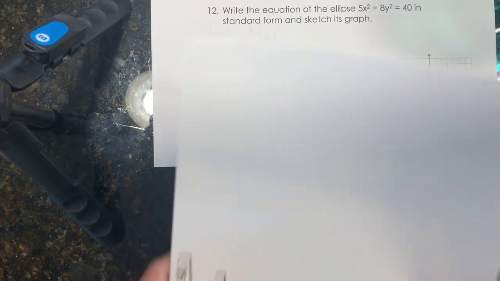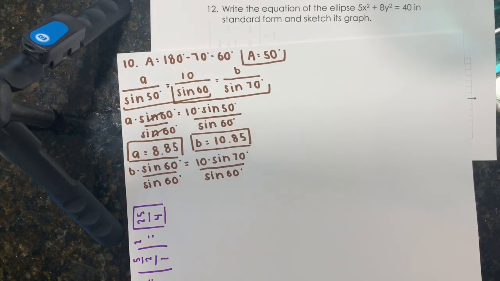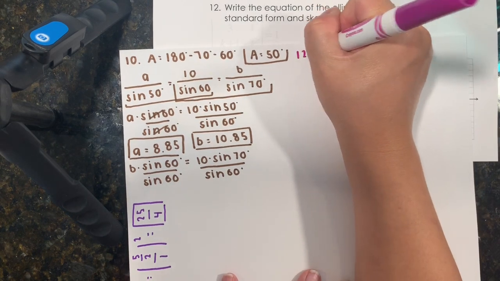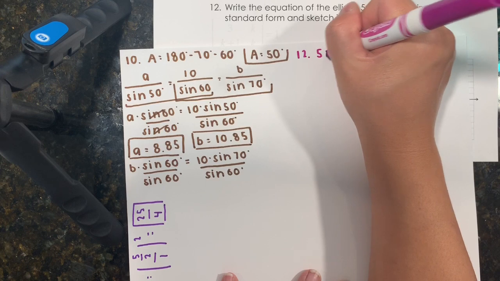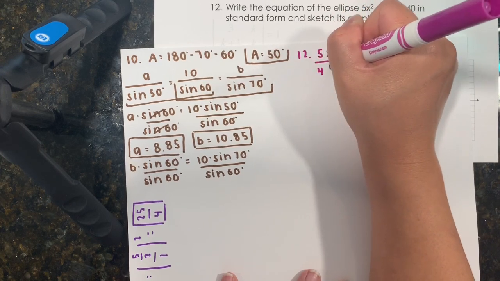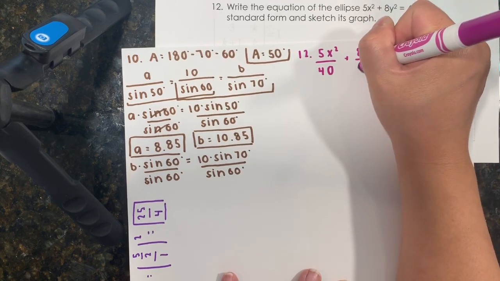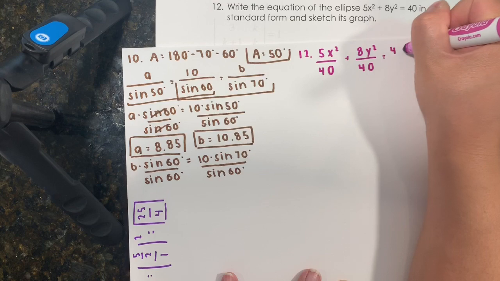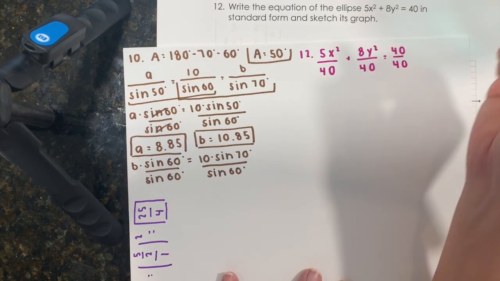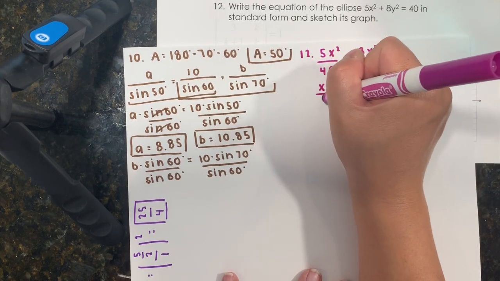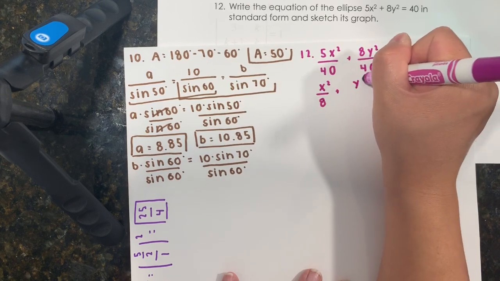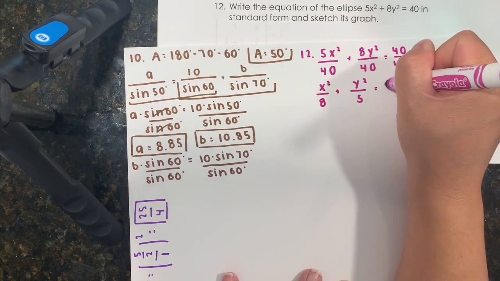In order for us to graph this, though, we have to make this into standard form. So that means it's going to be x squared over a squared plus y squared over b squared is equal to 1. So I'm going to divide everything by 40 on number 12. So 5x squared over 40 plus 8y squared over 40 equals 40 over 40. And that would simplify to x squared over 8 plus y squared over 5 equals 1.